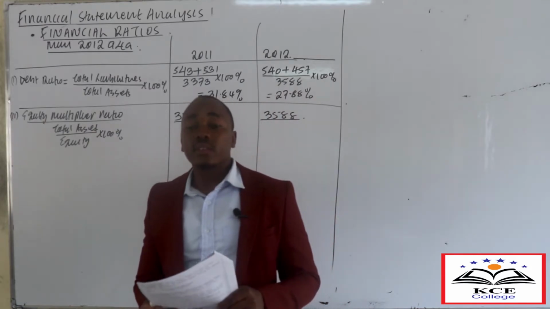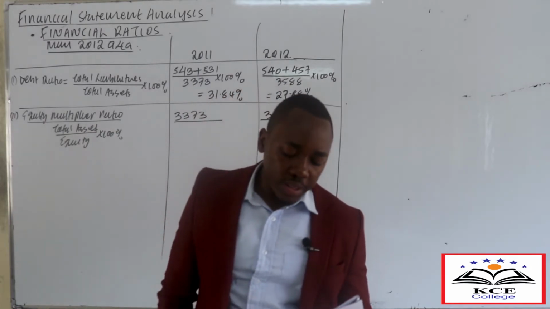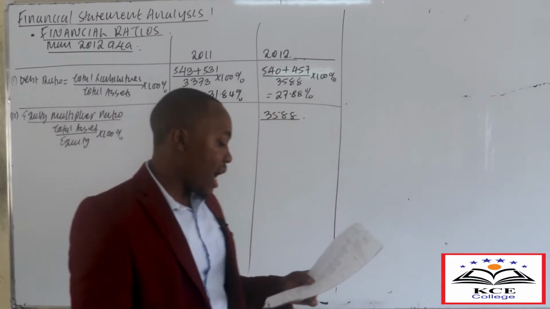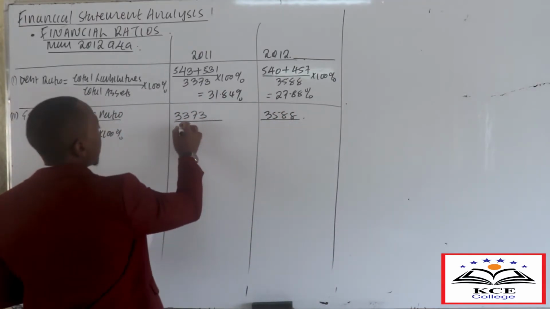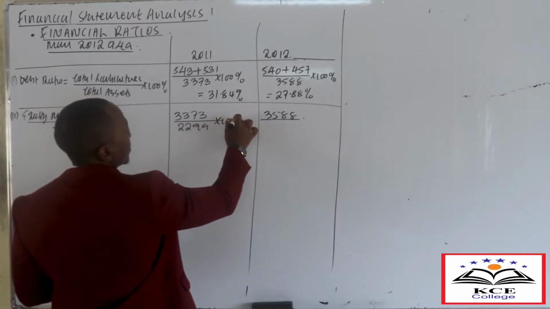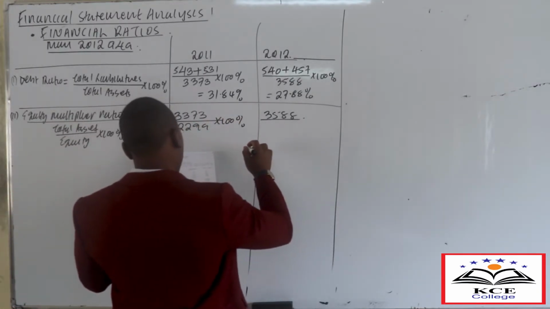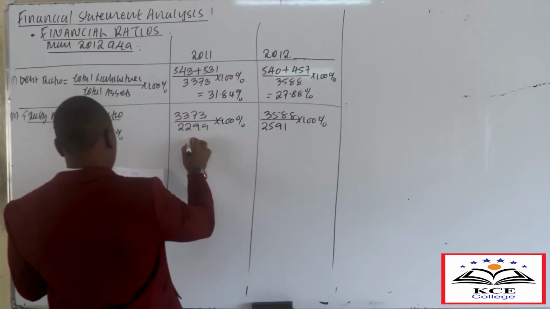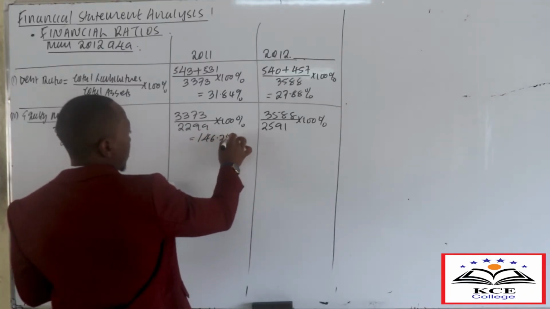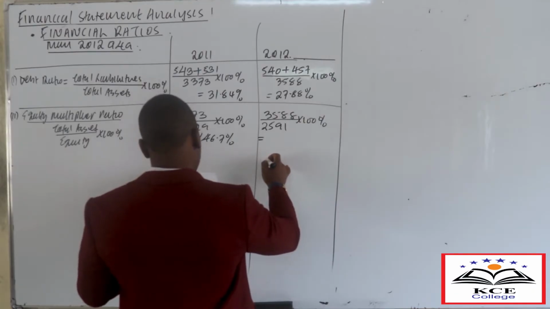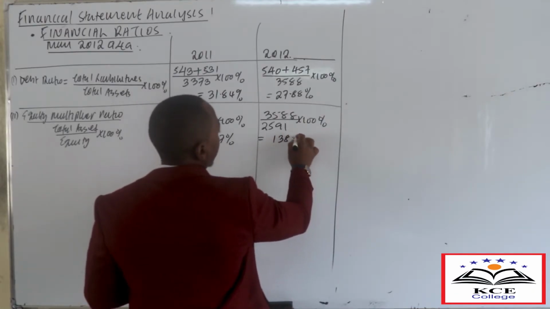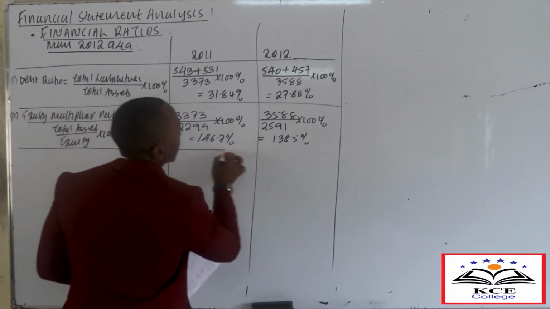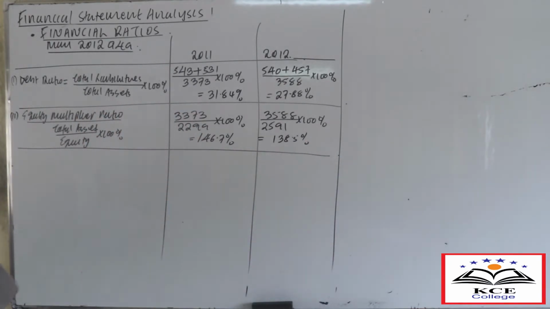Now for the equity, we have owner's equity, where we have common stock. Common stock is equivalent to ordinary share capital. Then we have the retained earnings, and we have the total equity, which is 2299. 2299 times 100%. 2012, we have an amount of 2591 times 100%. What do we get? So here we have 146.7%, and here we have 138.5%. Lastly, number three, we have to compute the capital gearing ratio.